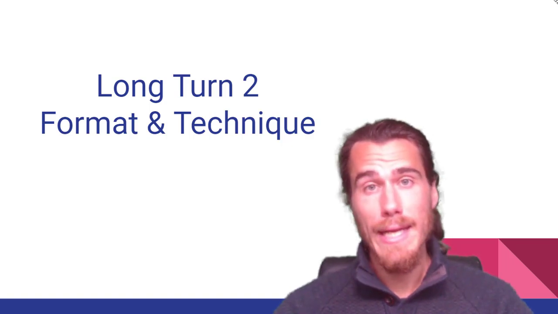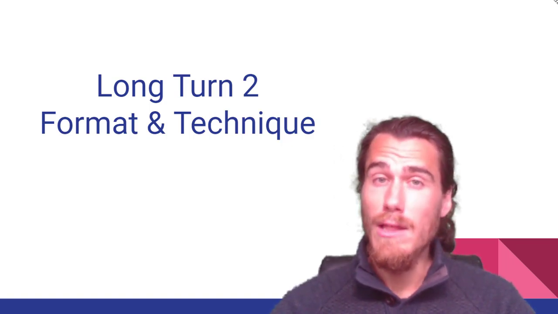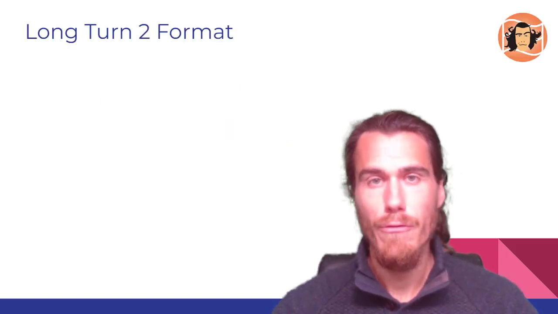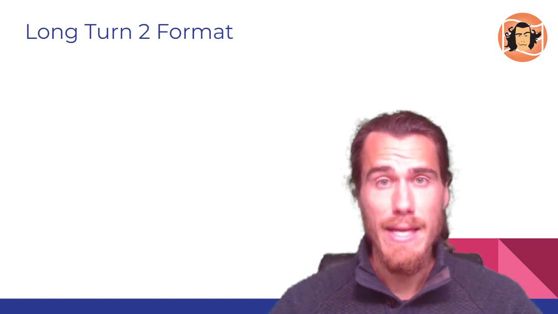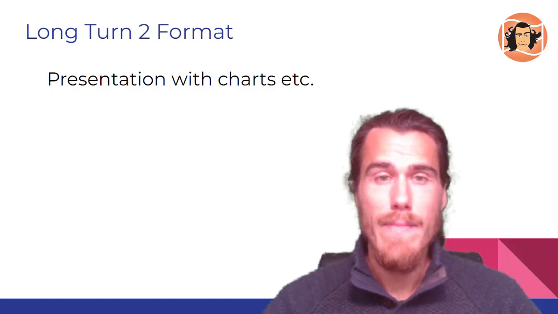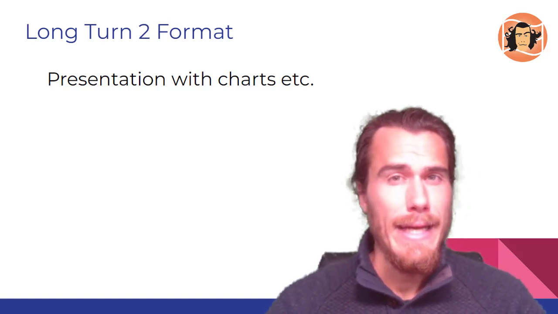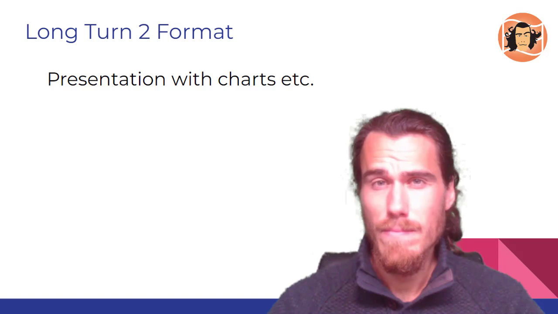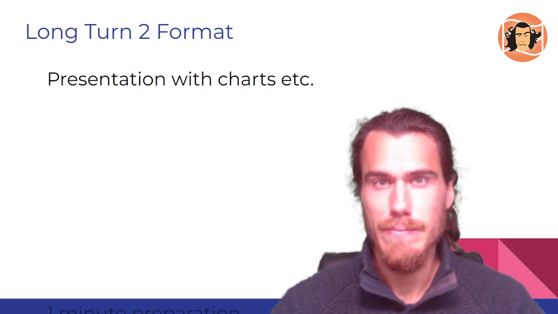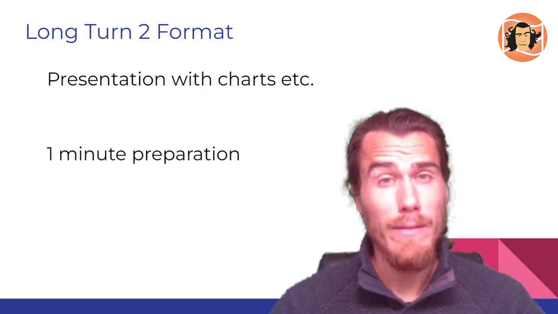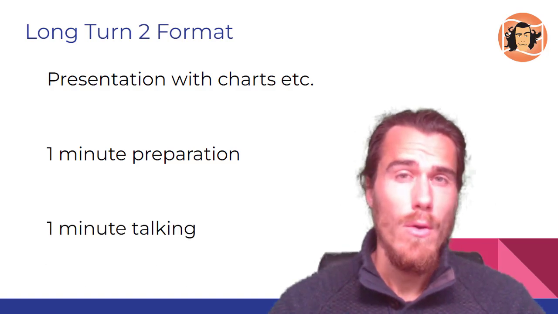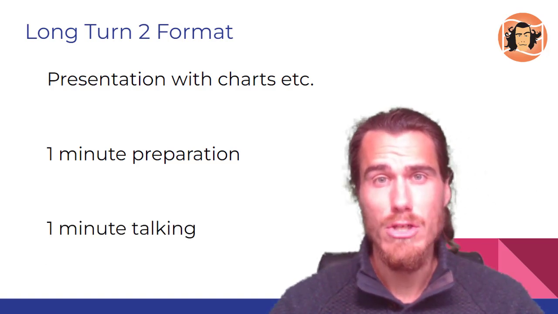So part 4 of the Linguaskill speaking exam is long turn 2. The format for this part of the exam is as follows. You will need to make a presentation, and that will be based on charts or diagrams or tables. You will have 1 minute to prepare, and you will have 1 minute to make your presentation speaking.